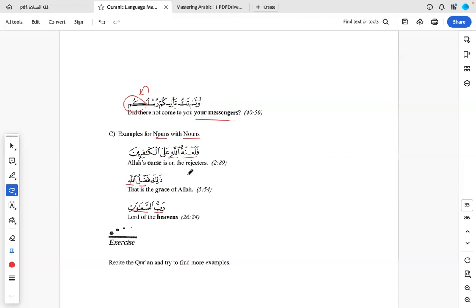And the reason for that we will learn later on, inshallah, when we are dealing with the lesson for the idafa, mudaf ilayh, or the addition technique, which is one of the most important techniques in Arabic. So we're going to learn about the reason for this kasra in that lesson, inshallah.